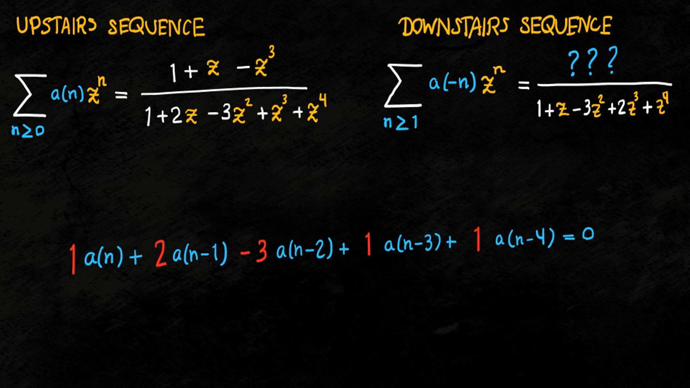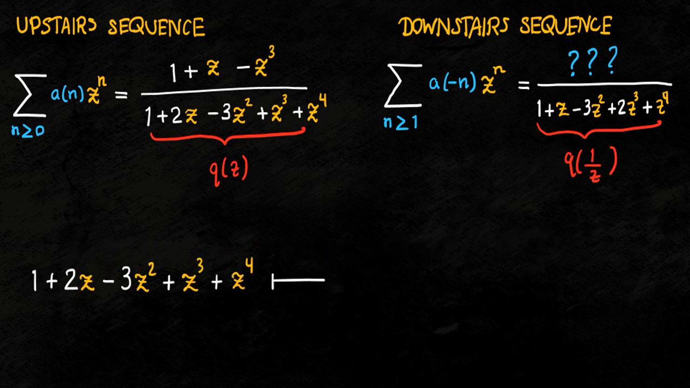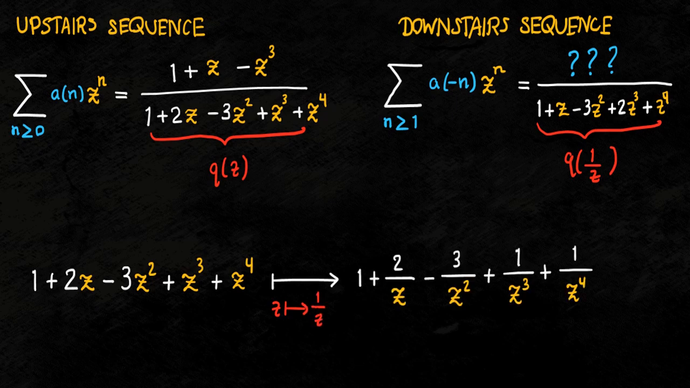If we denote the denominator of the upstairs by q of z, then the denominator of the downstairs is q of what? Take a second to think. Got it? The answer is q of 1 over z. You see, by substituting 1 over z in place of z, the largest power becomes the smallest, and the smallest power becomes the largest, thereby reversing the order of coefficients.